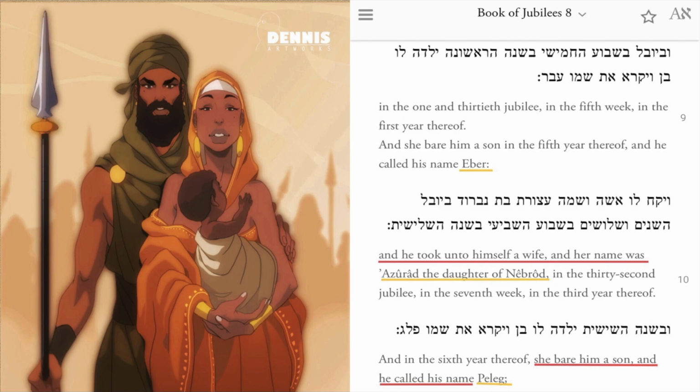Book of Jubilees, chapter 8 says, Eber took unto himself a wife, and her name was Azurad, the daughter of Nimrod. She bare him a son, and called his name Peleg.